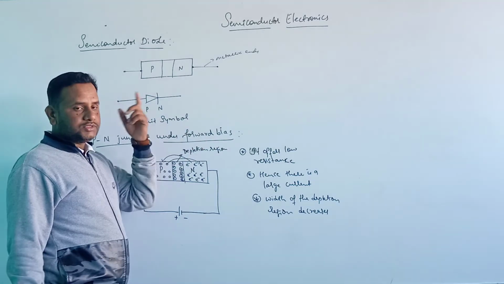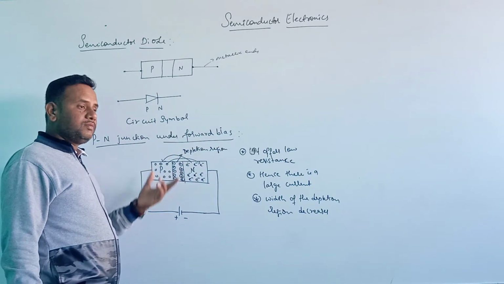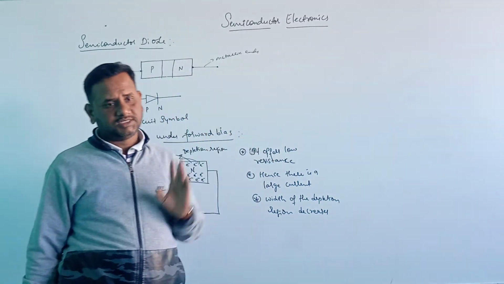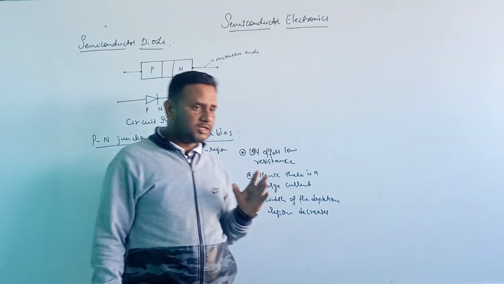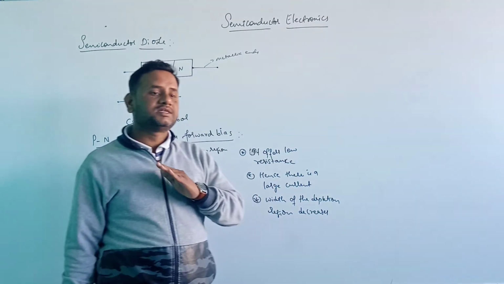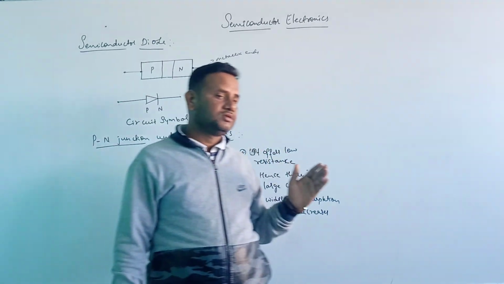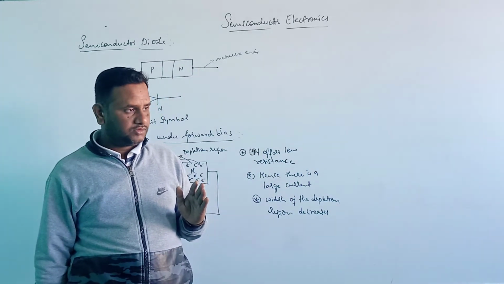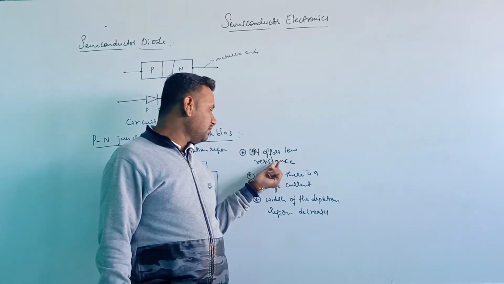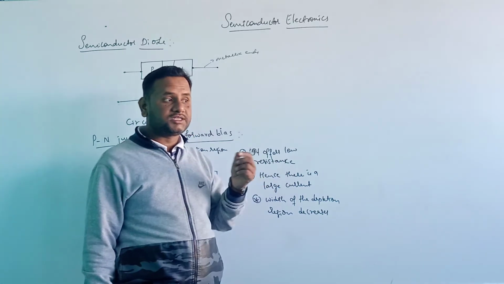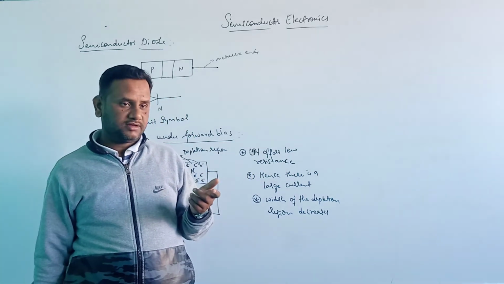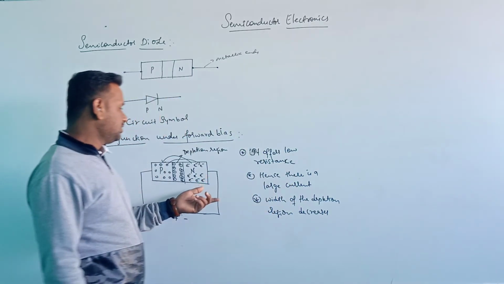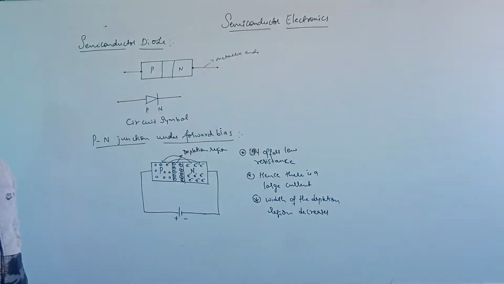Always remember that in the forward bias case, it always offers very low resistance. Resistance means that which resists the flow of charges. Because the resistance is low, conduction will be more here. So these are the common points you should remember.